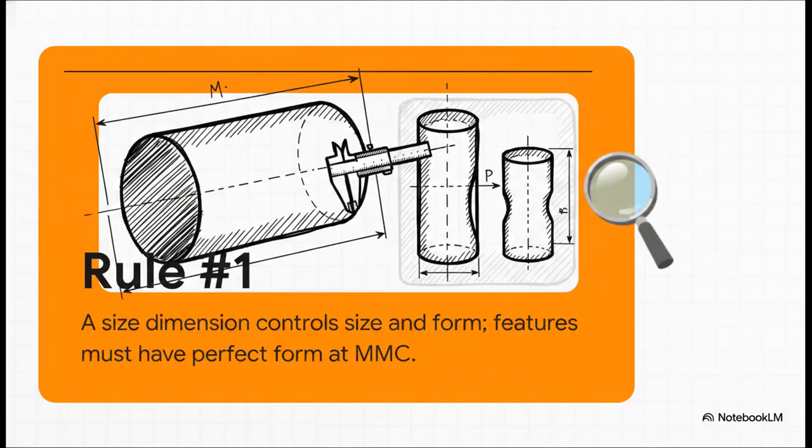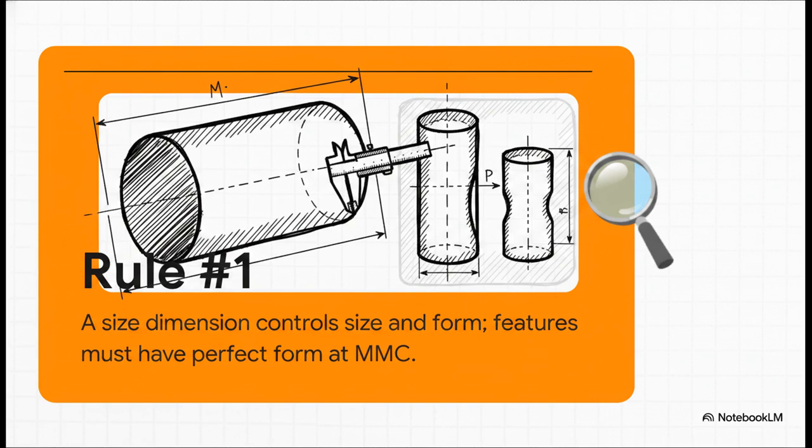If you remember one single thing from this entire lesson, please commit this definition to memory. Rule number 1 dictates that a size dimension inherently controls both size and form. What this means is the feature must have perfect form at its maximum material condition. In practical, everyday terms, the envelope principle dictates that if a shaft is machined to its absolute maximum allowable size, it has literally zero room to be bent. It must be perfectly straight and perfectly cylindrical to fit inside its imaginary boundary.